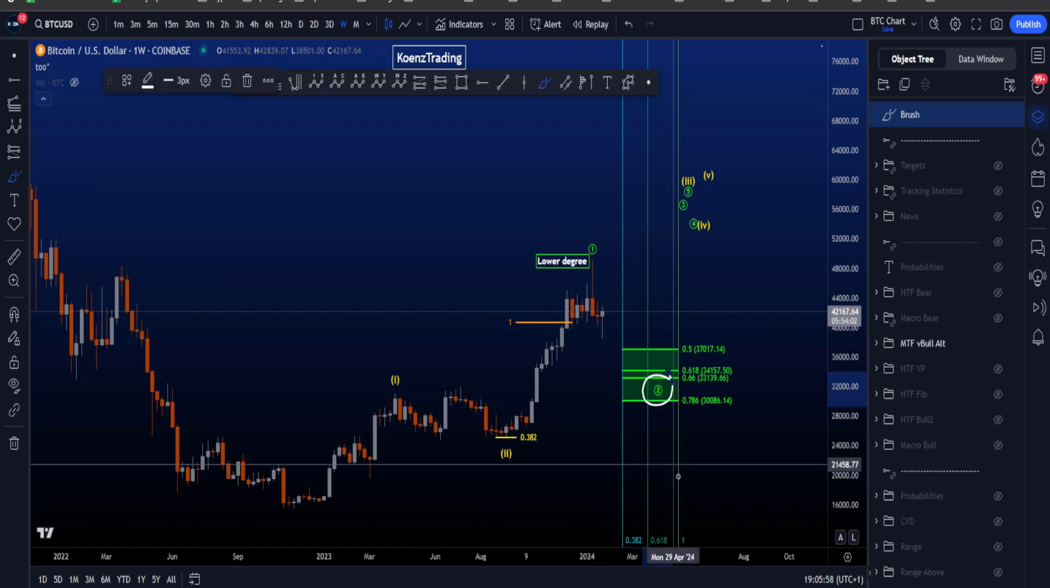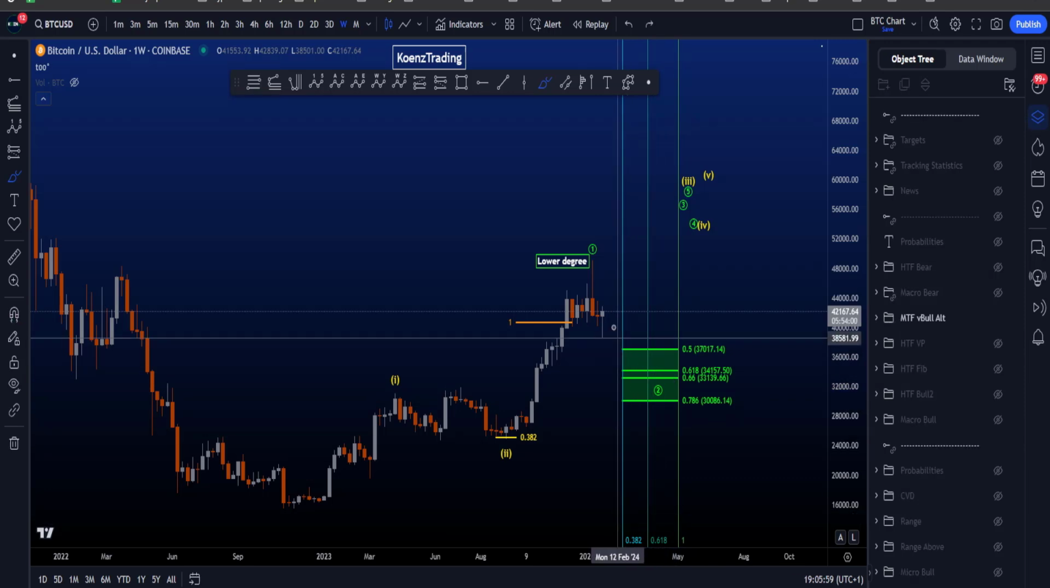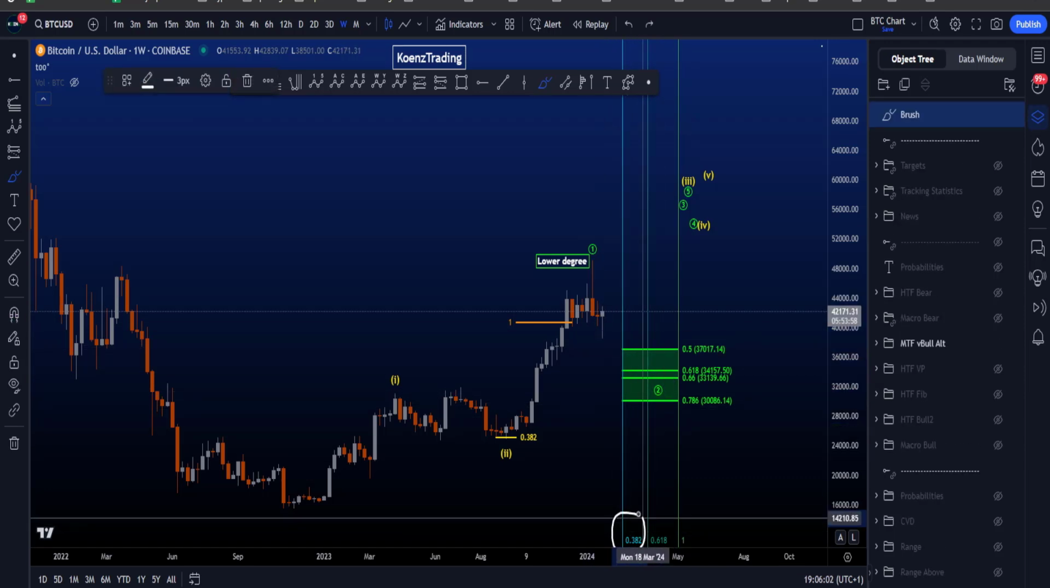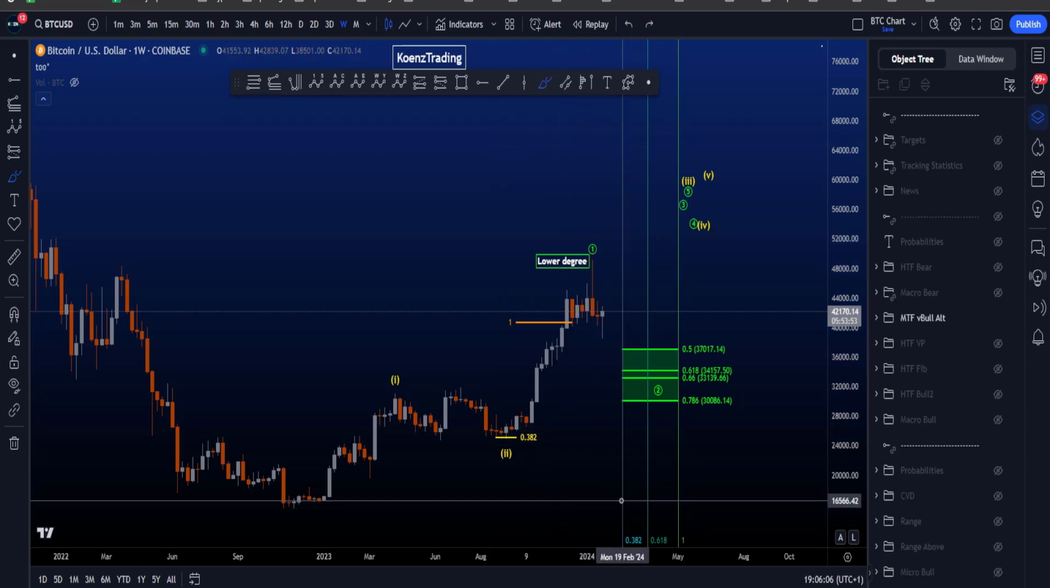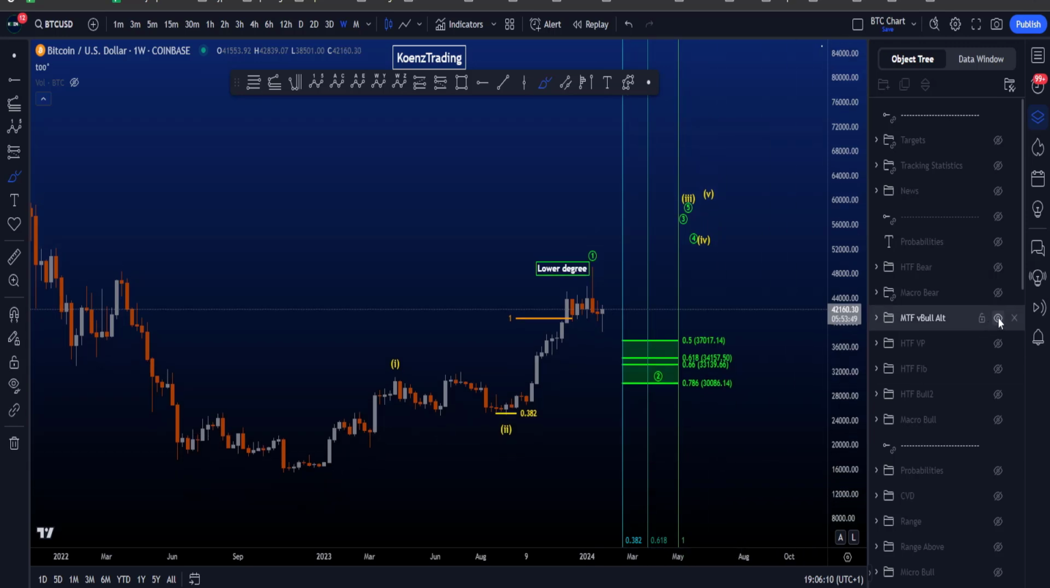Now for this wave 2, we also preferably have the correction finishing after the 0.382 fib time taken from the low to the high of this wave 1, which is sitting on the 19th of February 2024.